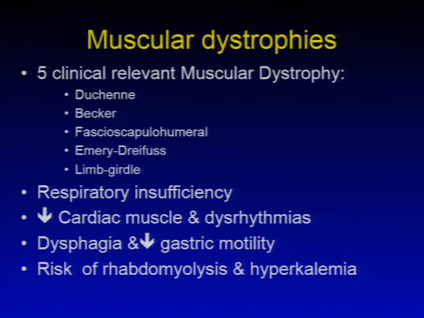There is risk of rhabdomyolysis as well as hyperkalemia, so succinylcholine is avoided and volatile agents are avoided or used with extreme caution. Rarely, both Duchenne's and Becker's have been associated with malignant hyperthermia, but this association is most likely just coincidence. Facioscapulohumeral muscular dystrophy, Emery-Dreifuss muscular dystrophy, and limb-girdle muscular dystrophy are not associated with malignant hyperthermia.